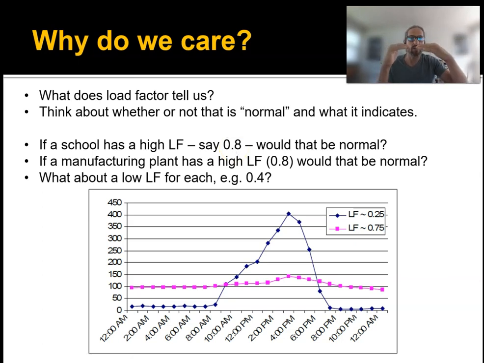That means one of two things, really. Either they're using a lot of energy constantly, or they're using a relatively low level of energy constantly. So you'd have to dig into the bills, but that's not normal. You should expect these spikes for a school.